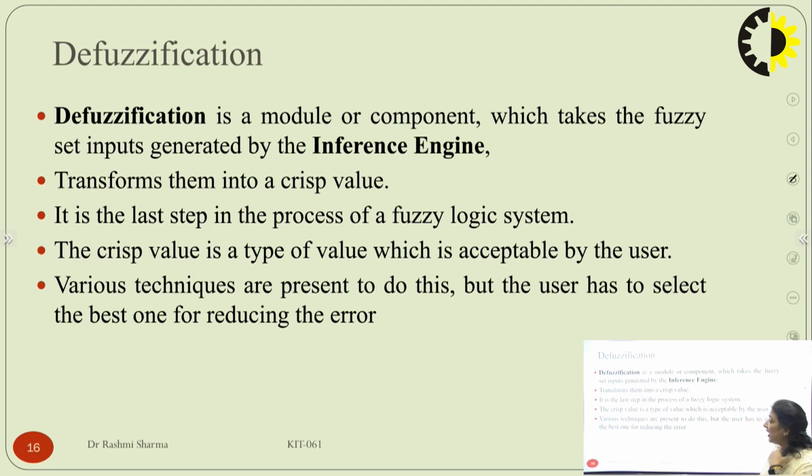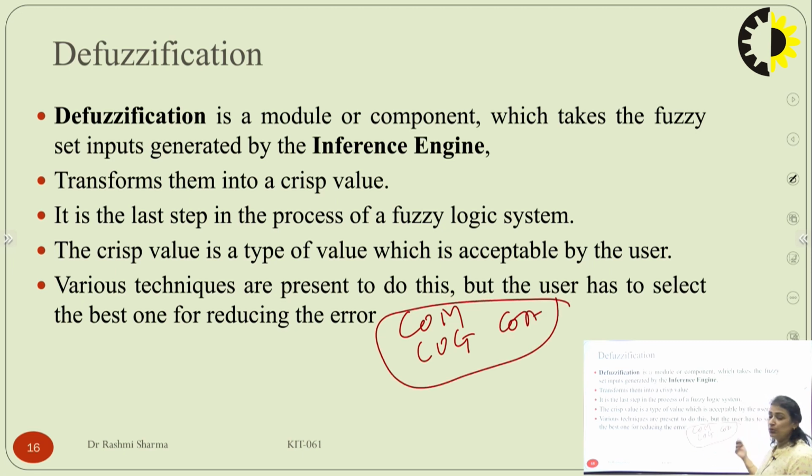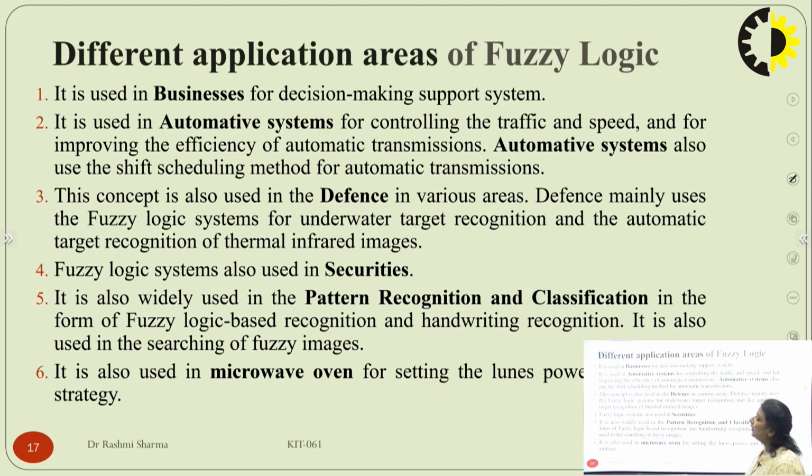If it is not, then we have to look at how different outputs we are getting. Various techniques are present to do this, and we usually have center of mass, center of gravity, center of area. These are some of the techniques which we use for defuzzification of the values, because we have that particular span and now we have to find a single value which we have to give to the user. So various techniques are present to do this. The user has to select the best one depending on the case study.